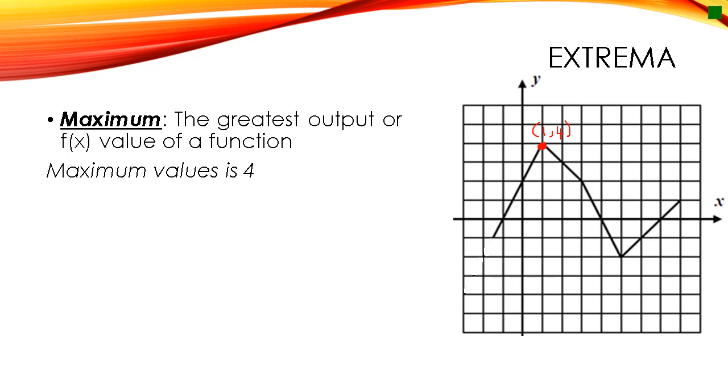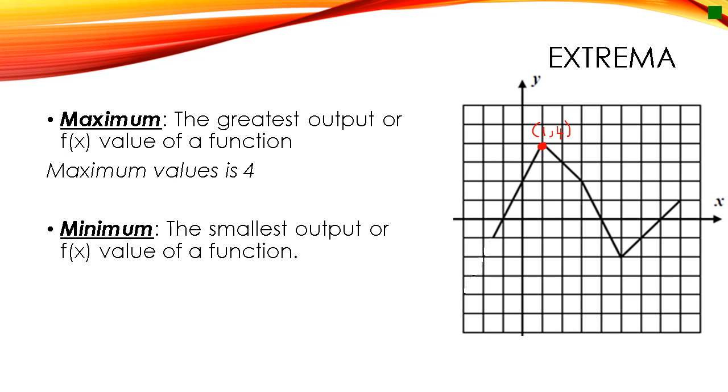Now, we also can identify the minimum, and the minimum is the smallest output or f of x value of the function. Looking at this graph, I can see that this point is represented by the least or the smallest y value or output value of the function. This point is (5, -2). We know that the maximum and minimum is represented by the y value. That means the minimum value for this function is -2.